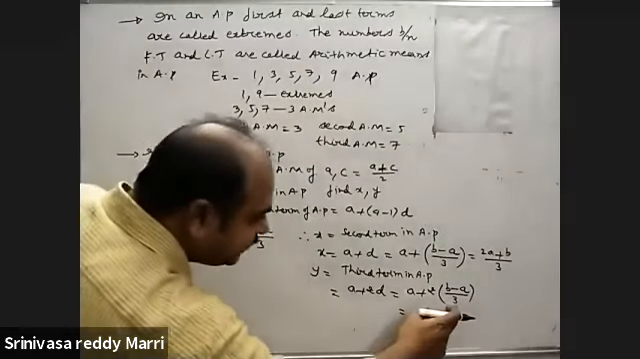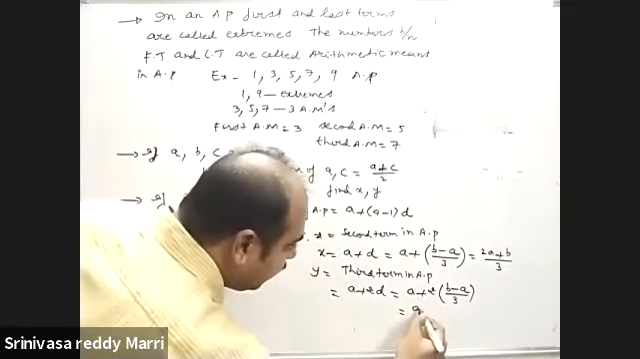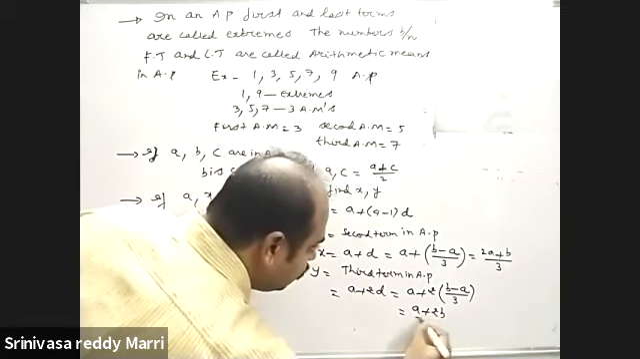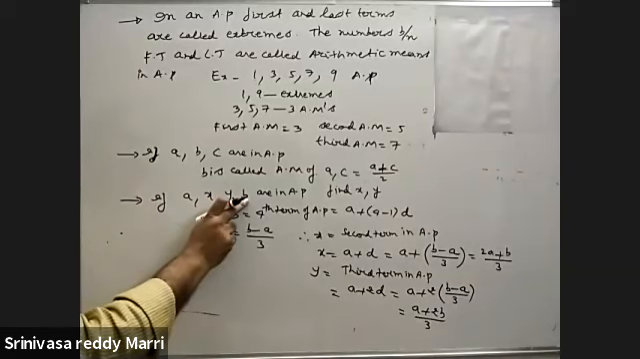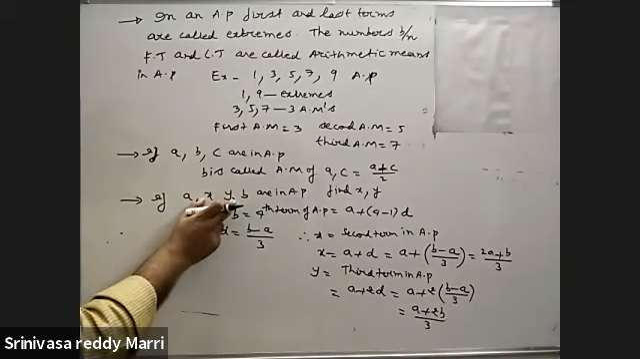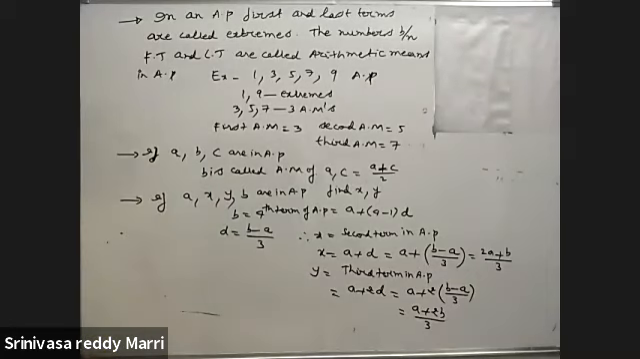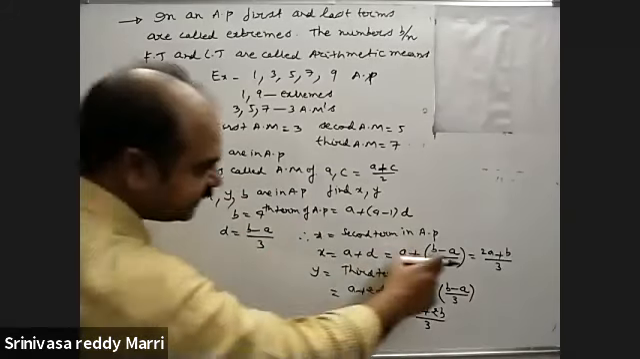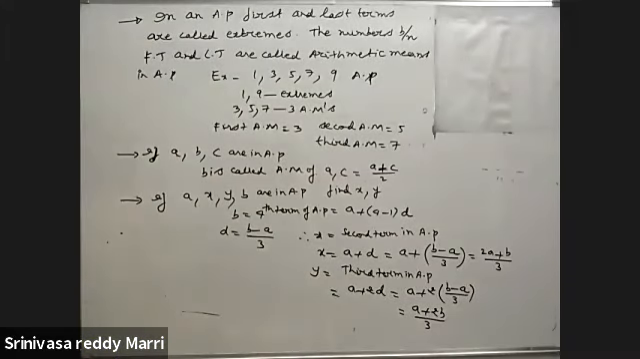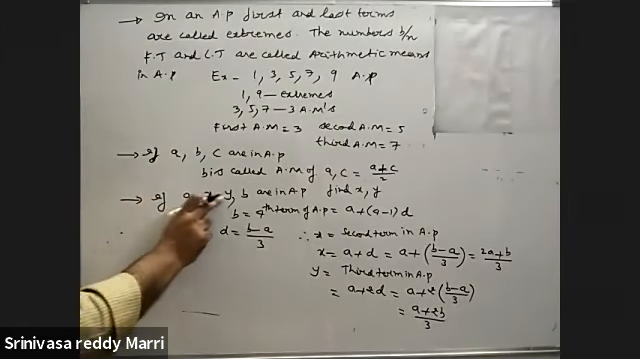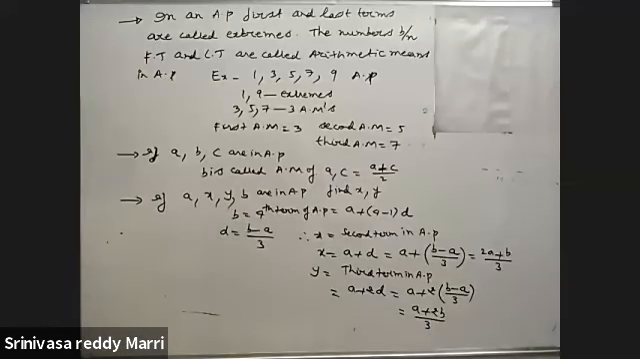If you take the LCM, 3A minus 2A, that is 2B divided by 3. So if you know the first number and last number, you can calculate the numbers between A and B. Just first find the common difference and then write all the arithmetic means. This is X in terms of A and B. This is Y in terms of A and B. Like that, between the first term and last number, whatever the terms are, you can calculate those.